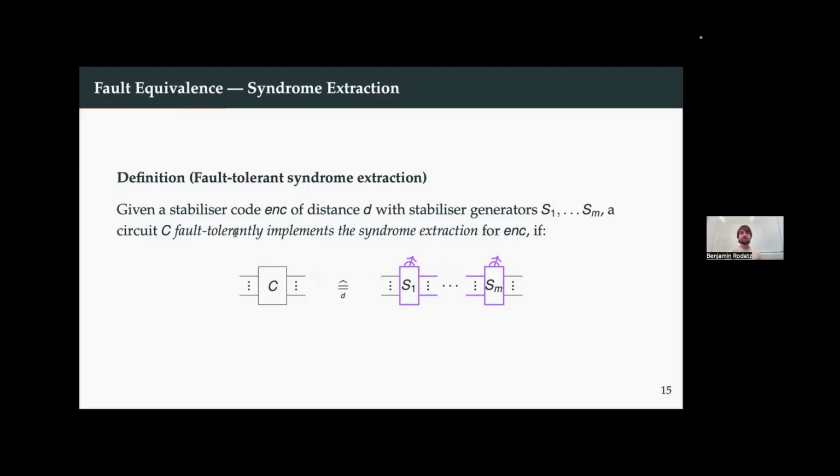then a circuit fault-tolerantly implements the syndrome extraction if it is W or D fault equivalent to perfectly fault-free implementing my measurements with nothing going wrong in between. So this is the idealized scenario that we want to achieve for our circuit to be considered fault-tolerantly implementing a syndrome extraction procedure.